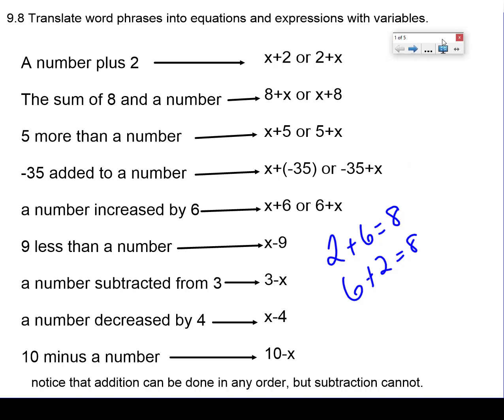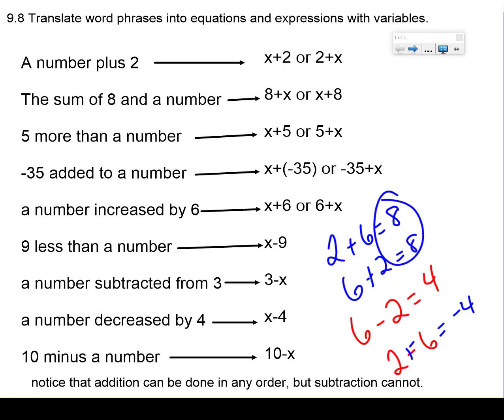Now, we're going to switch gears and think about this. If I have 6 minus 2, I have 4, right? And if I have 2 minus 6, well, I've got sign number rules for this, but it ends up being a negative 4. So these are the same if you do it either way, but these are really and truly not even close to being the same if you do it the wrong way. So it does matter with subtraction, but it does not matter when you're talking about addition.